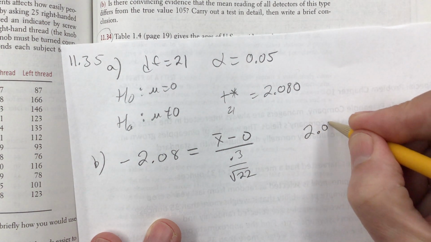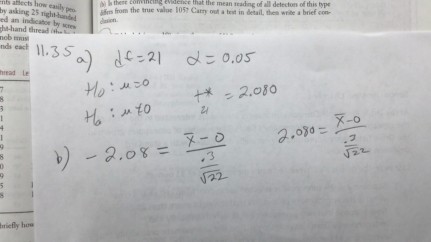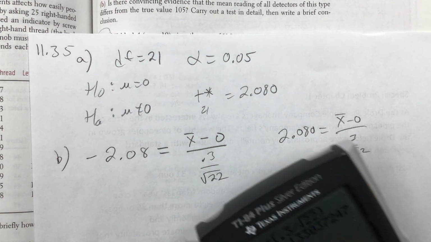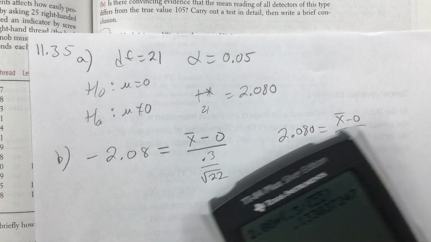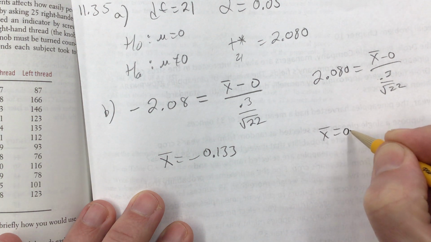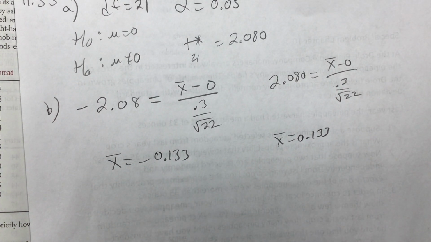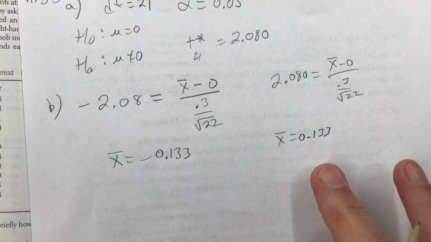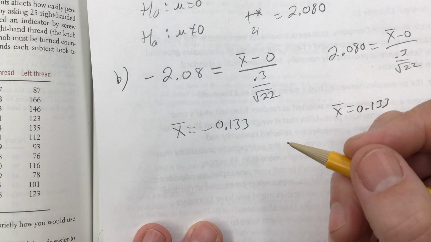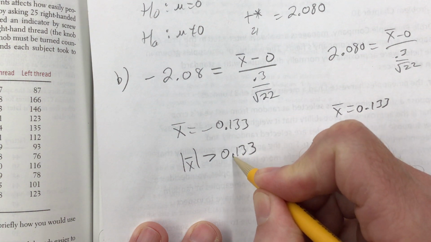Okay, and then we have positive. Okay, working those out. I'm getting positive or negative 0.133. So those are our cutoffs for rejection, and we will be rejecting whenever we're more than 0.133 away, right? So when the absolute value of X bar is greater than that, that's when we would be rejecting.